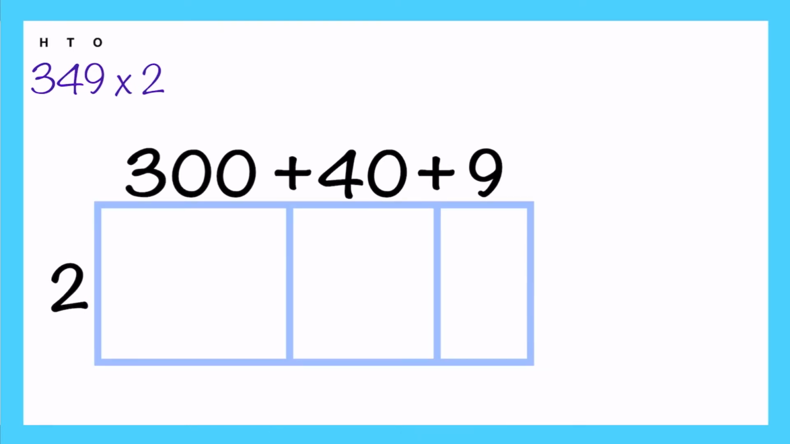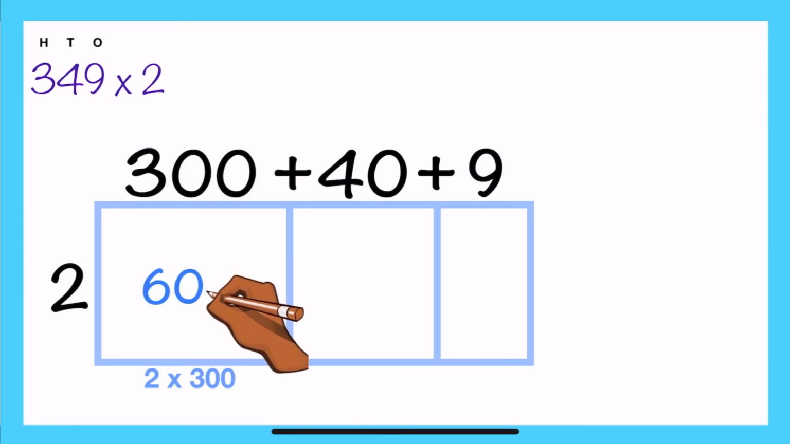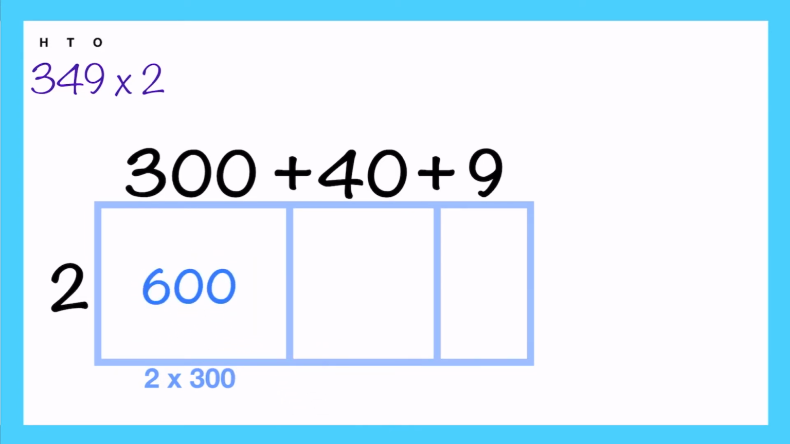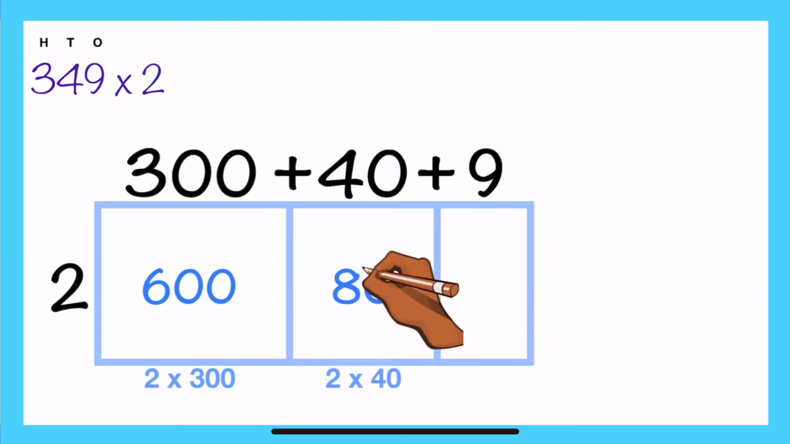So first, 2 times 300. Since 2 times 3 is 6, 2 times 300 is 600. Next, 2 times 40. 2 times 4 is 8, so 2 times 40 is 80. And then 2 times 9, which is 18.